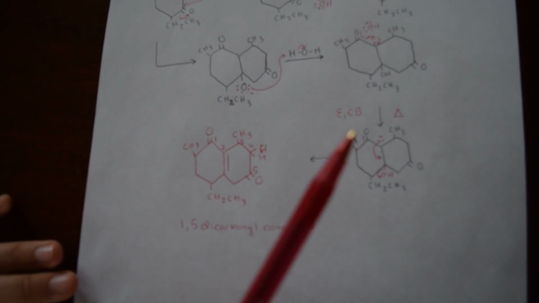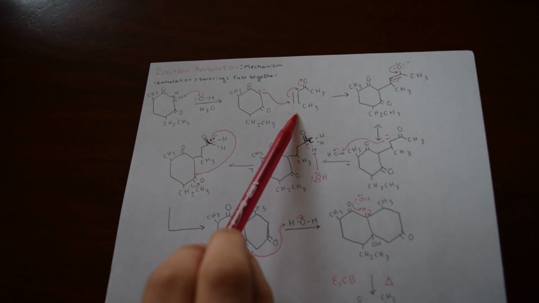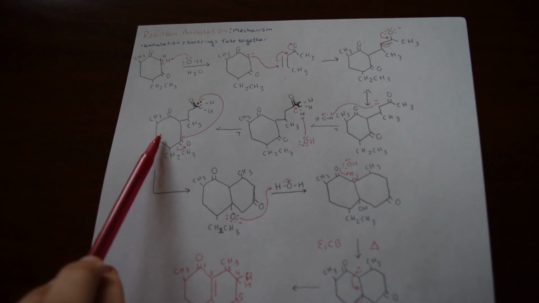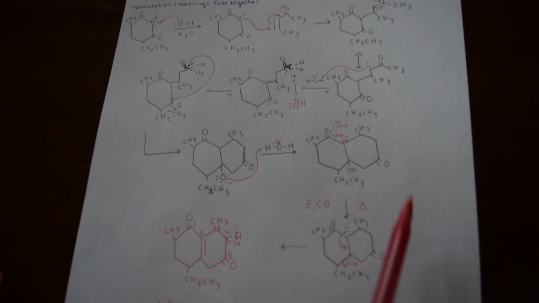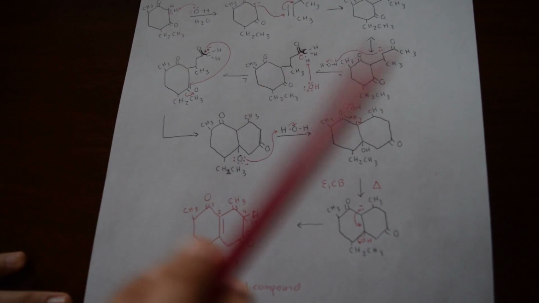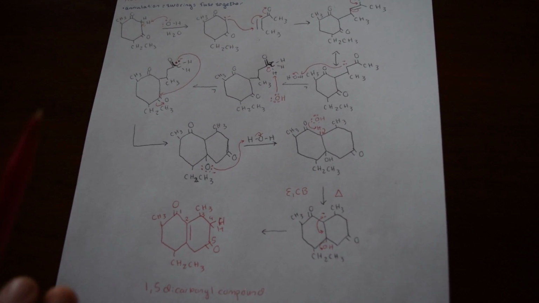So just remember that the Robinson annulation occurs when you have a Michael reaction right here, followed by an aldol reaction right here, followed by an aldol condensation reaction. And it's just a tandem reaction, and they all just follow each other. It looks like a lot of steps, but if you can just remember that it's a combination of those 3 reactions, you'll be fine.